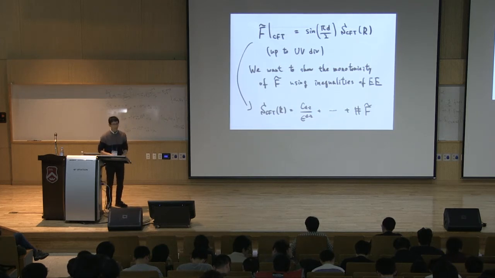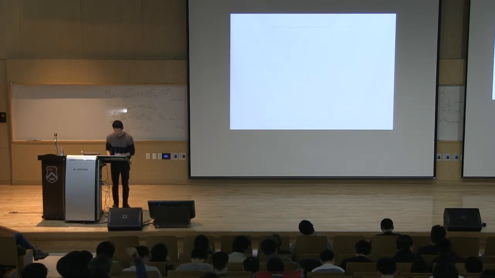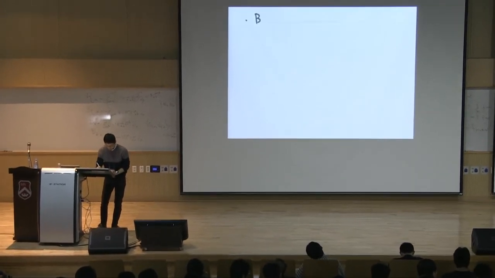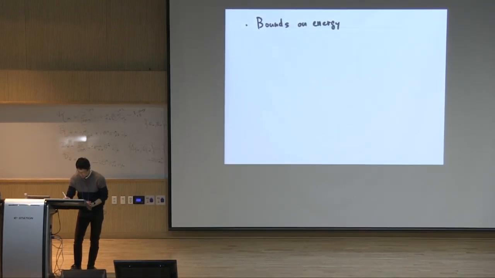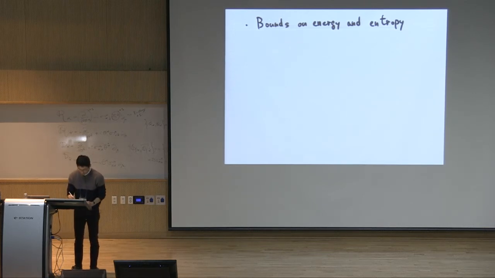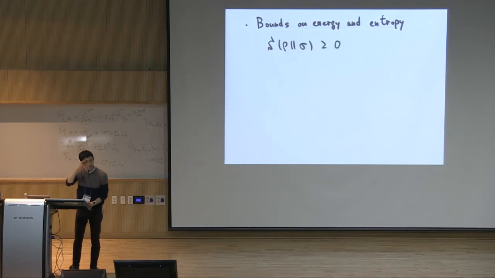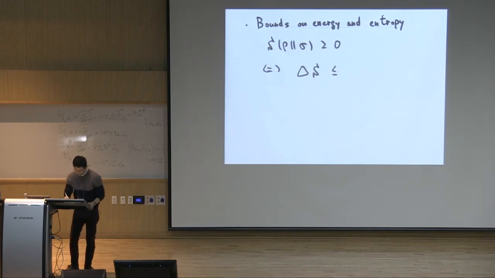Since I only have 5 minutes, let me quickly outline what you can derive for the bounds on energy and entropy. I only sketch what is known for the bounds on energy and entropy. First, in the previous lectures, from the non-negativity of the relative entropy, we saw that the difference of the entanglement entropy between rho and sigma is bounded by the difference of the modular Hamiltonian.